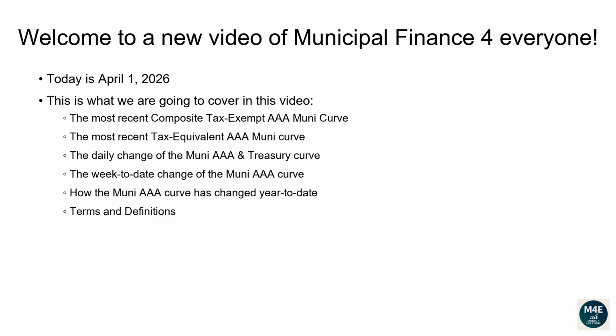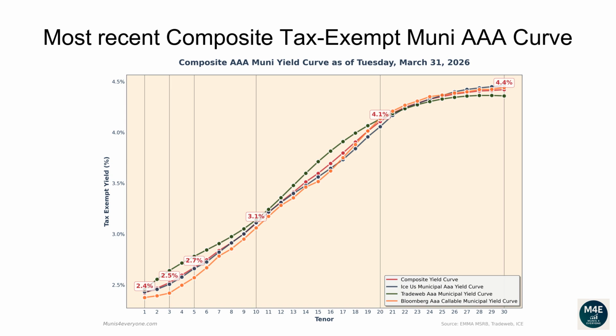Today is April 1st, 2026. This is what we're going to cover in this video. The most recent tax-exempt AAA Muni Curve. The most recent tax-equivalent AAA Muni Curve. The daily change of both the AAA Muni and Treasury curves. Their week-to-date change. How the AAA Muni Curve has changed year-to-date. Terms and definitions. Let's go over the most recent composite tax-exempt Muni AAA curve.